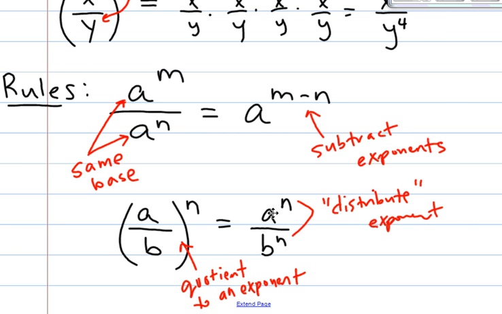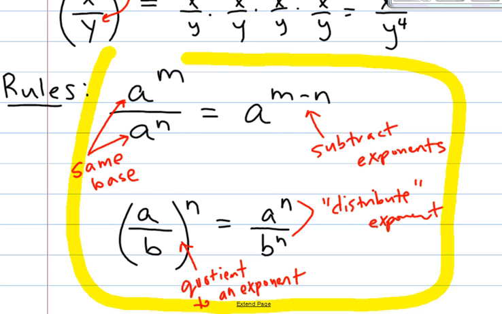I want you to go ahead and highlight a nice box around those rules so that they really pop out to you, because these are the things that you need to memorize. And next we're just going to work with some examples with quotients, and it's pretty simple.